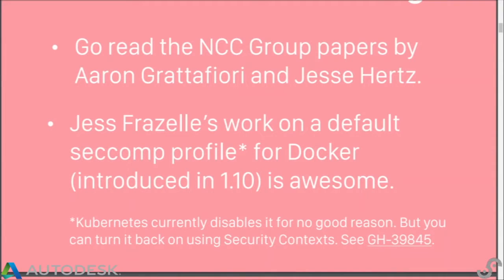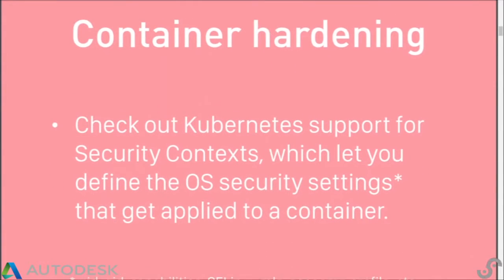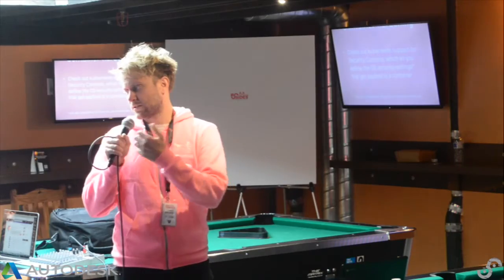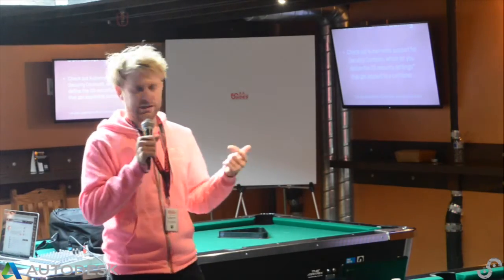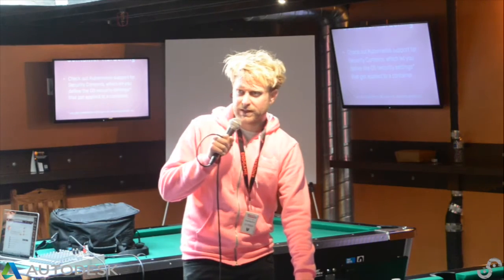Eliminates, I think, around 50 syscalls out of the box. Unfortunately, Kubernetes disables that for you, helpfully. So if you want to turn that back on, check out that GitHub issue. It's really easy to turn that back on using something called security contexts in Kubernetes. Also, I just mentioned this, but security contexts let you do more things than just specify a seccomp profile. You can also specify UID, GID, capabilities, SELinux roles, etc. So pretty cool stuff. Check that out.